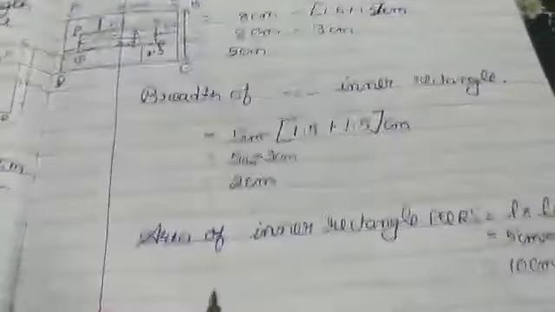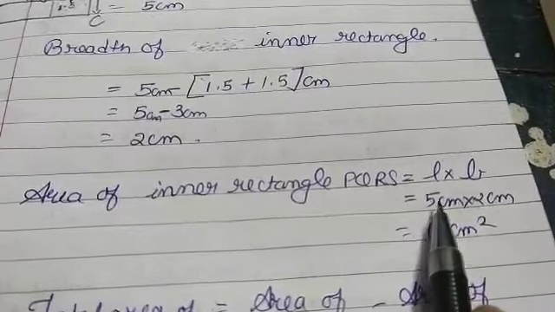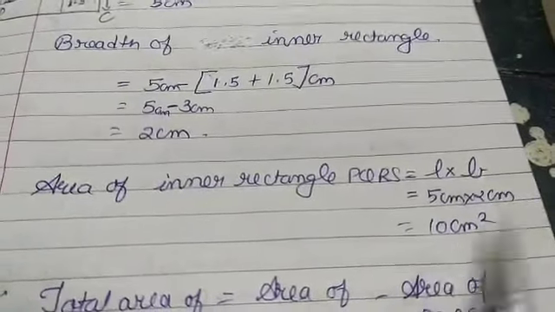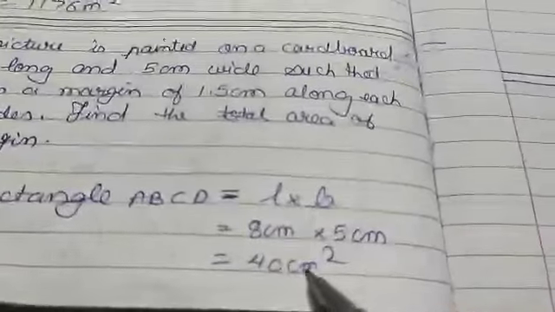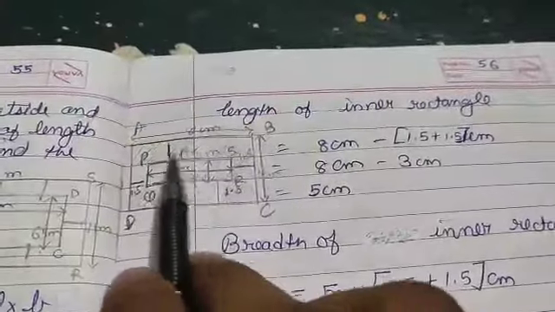So let us find the area of PQRS, that is the inner rectangle, that is L into B, 5 into 2 is 10 centimeter square. Now from the total 40 centimeter square, you subtract the area of PQRS. So you will get the area of the margin.